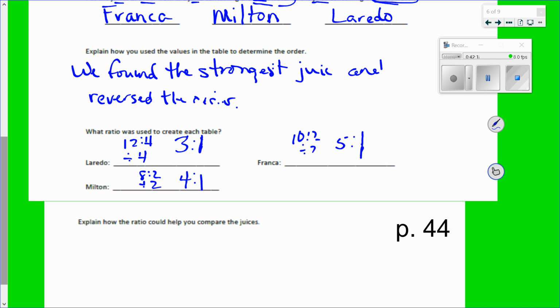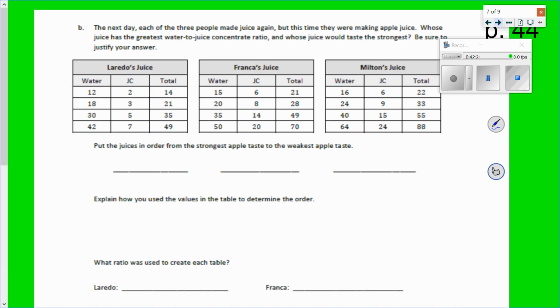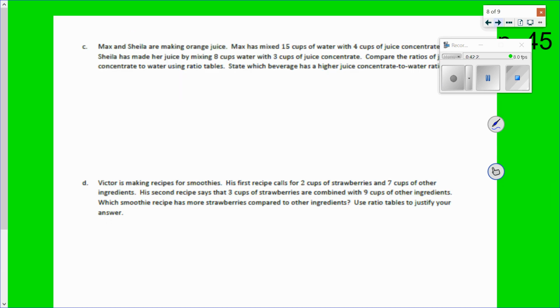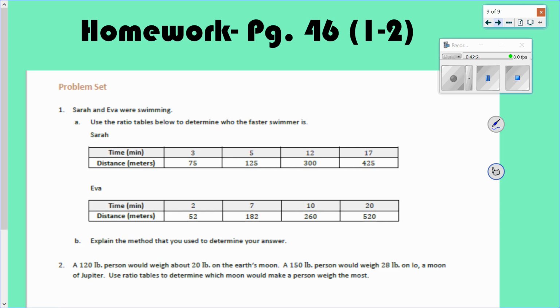Okay, guys, let's turn real quick to our homework, page 46. Again, use ratio tables to determine who the fastest swimmer is. Show your work. Guys, if you look really close, you may notice something about number 2 on your homework.